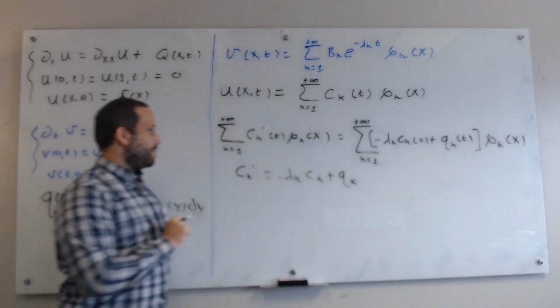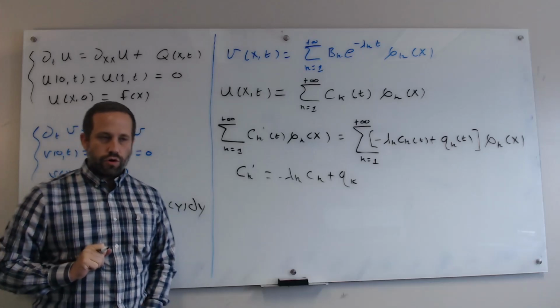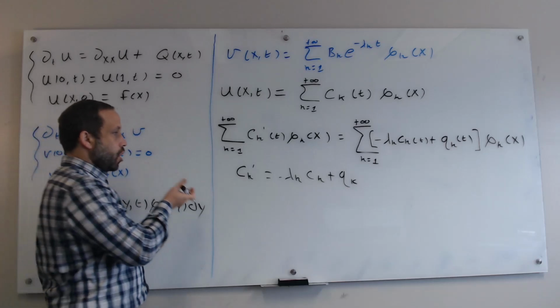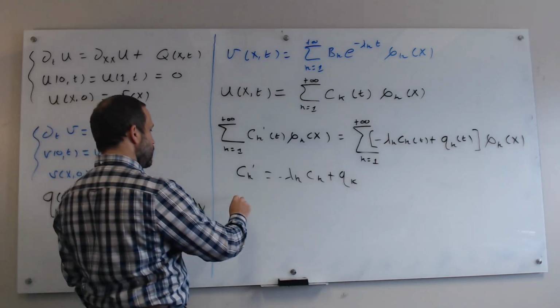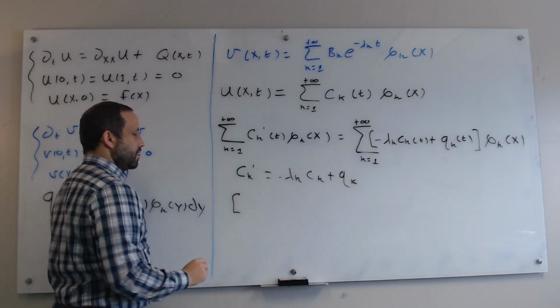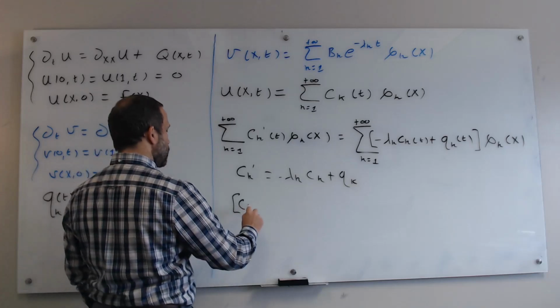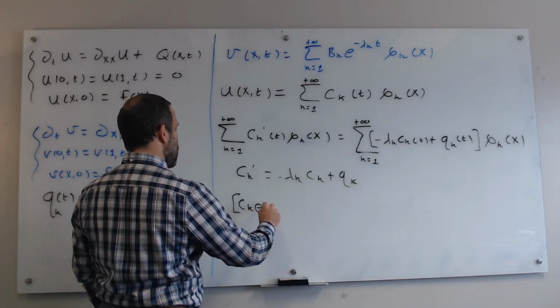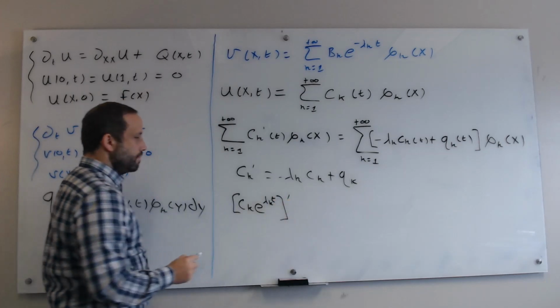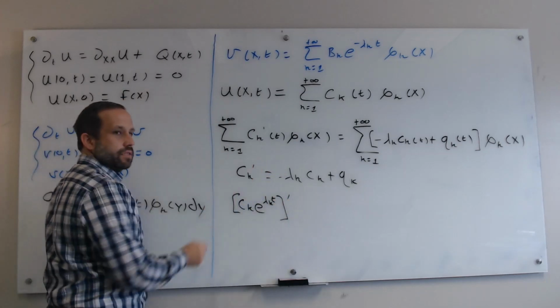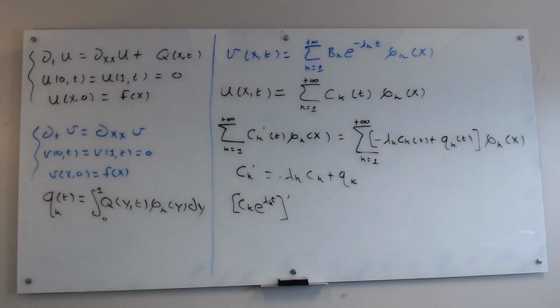Well, we're in good shape here because this is a first order differential equation. It's not homogeneous, but it's a first order differential equation and we know how to solve it. So if I add lambda k ck to the other side here and do integrating factors, I'm going to have (ck e to the lambda kt)'. Okay, I added ck prime plus lambda k ck. This gives me a first order non-homogeneous differential equation.